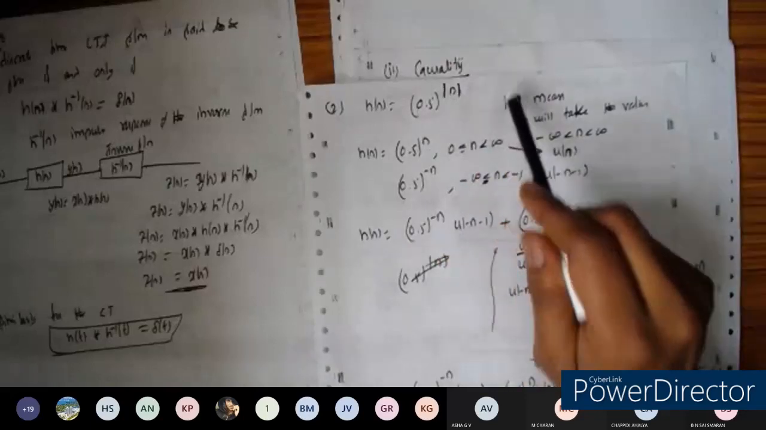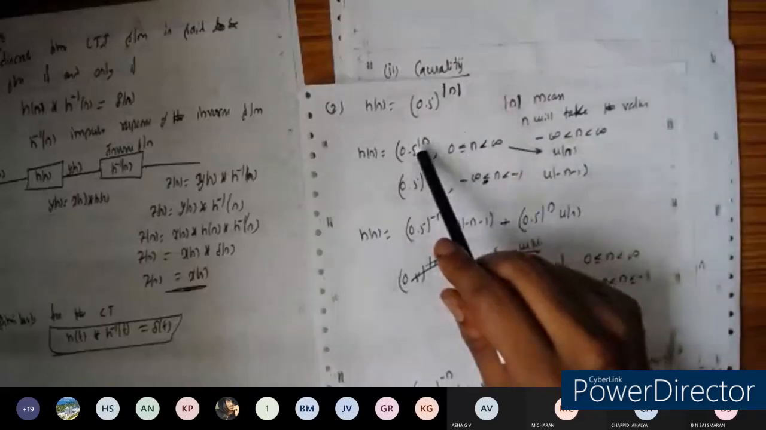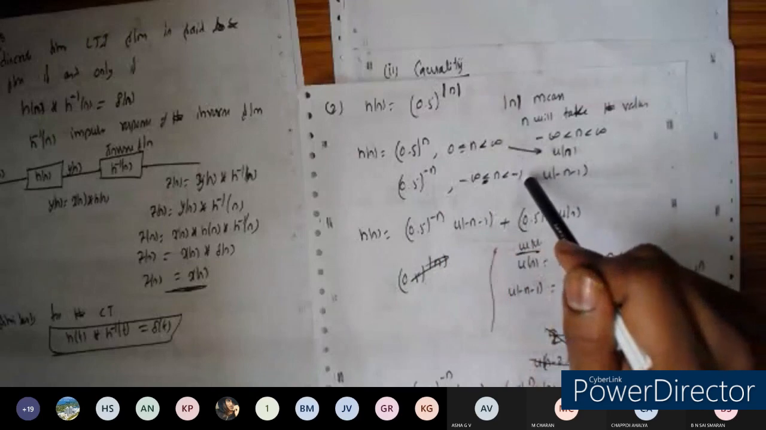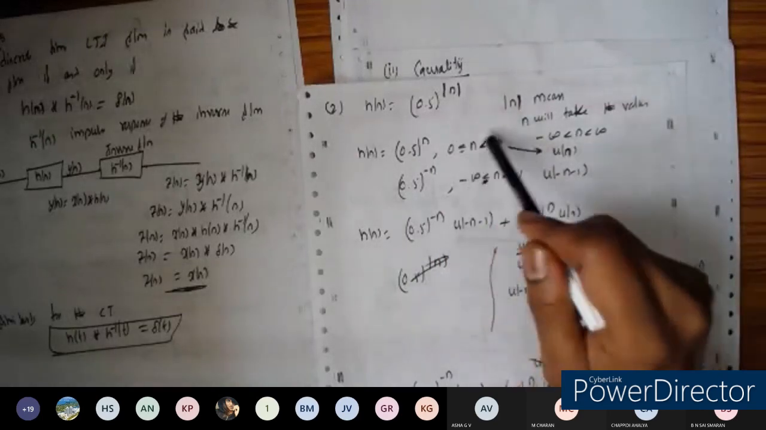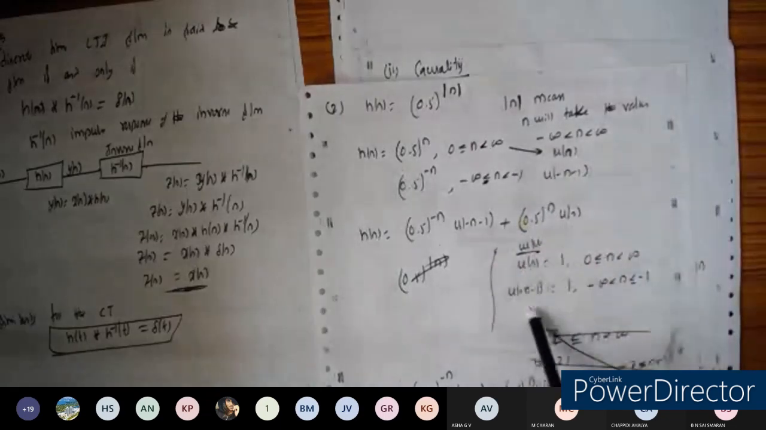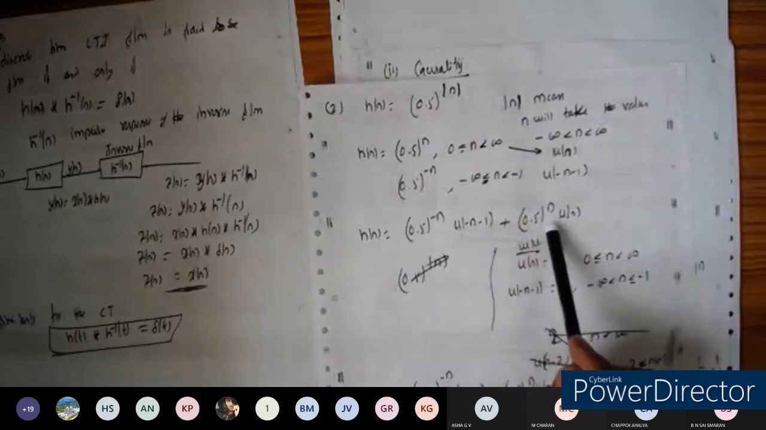Okay, so n is positive is nothing but 0 to infinity. n is negative is nothing but, since we have already taken 0, it is going to start from -1 up to minus infinity. So in terms of these conditions, you are going to combine them in terms of the unit step function, and we have written it like this.